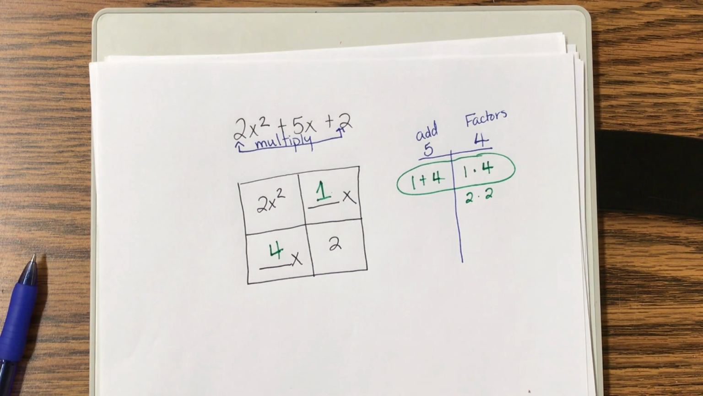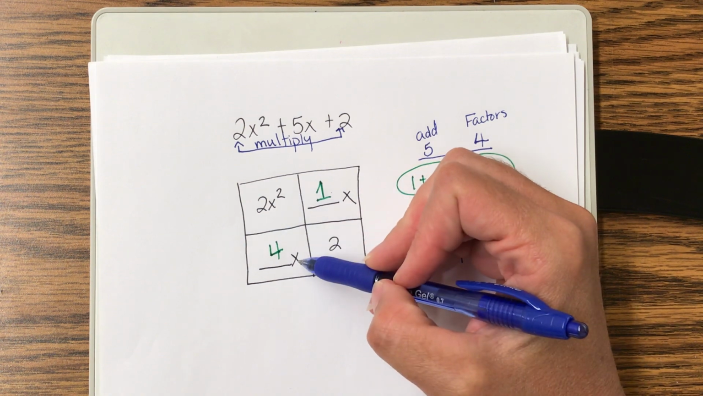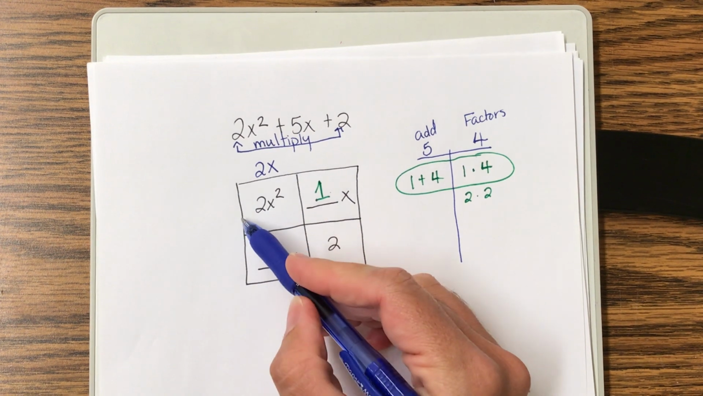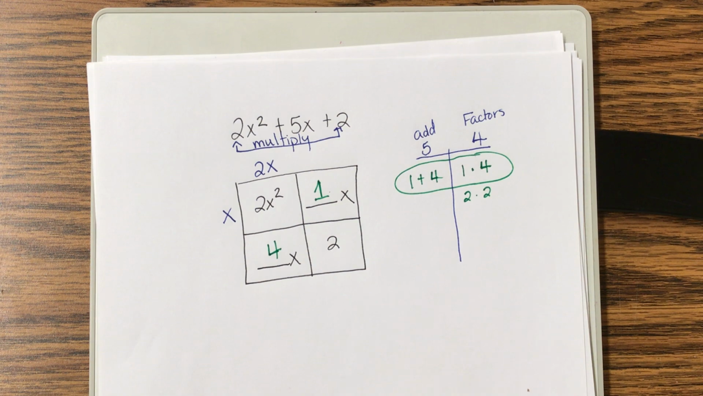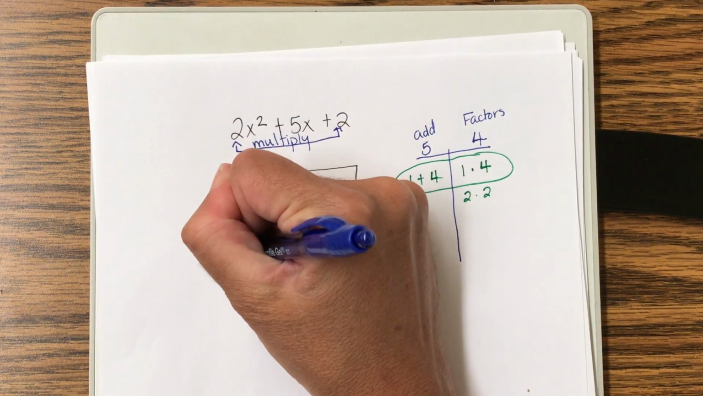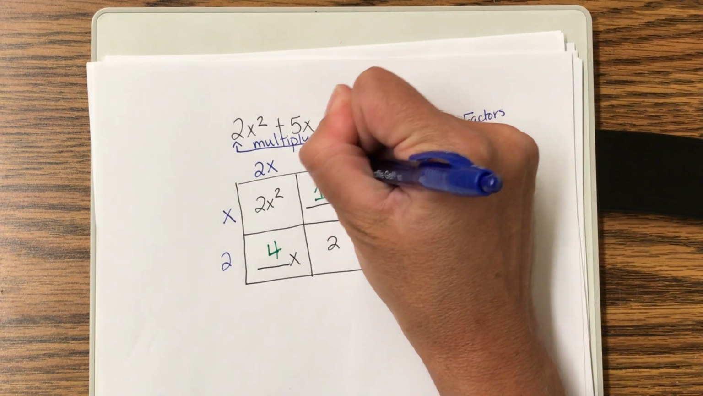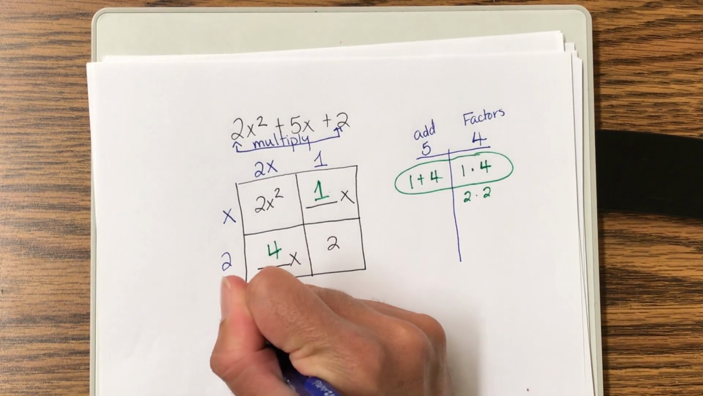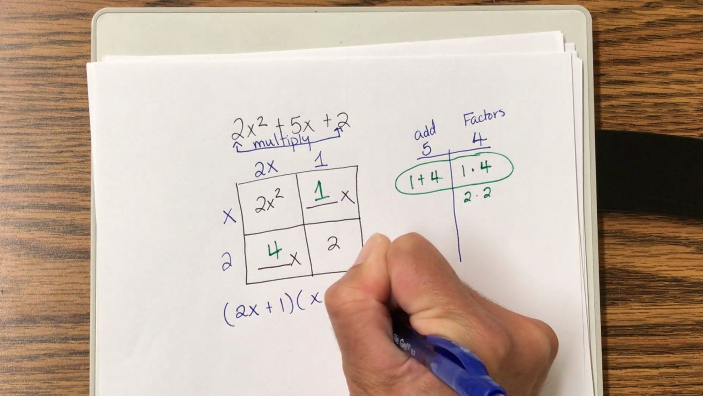Then from there, we're going to go with GCFs. So what is the GCF of 2x squared and 4x? 2x. 2x times what is 2x squared? 2x times x. 2x times what is 4x? 2x times 2. x times what is 1x? x times 1. And 1 times 2 is 2. So it works the same way. 2x plus 1 and x plus 2.